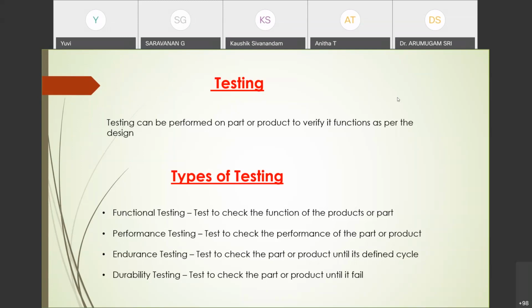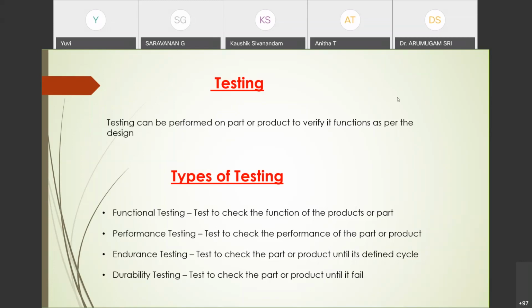If you look at the words endurance and durability, they look similar, but technically speaking, they are different. First, what is an endurance test? An endurance test is a test to check the part or product until its defined cycle. What do you mean by defined cycle? As you know, each and every part or product has its own warranty period. So we need to check that the part or product is not going to fail until it completes its warranty period. Here the defined cycle is the warranty period.